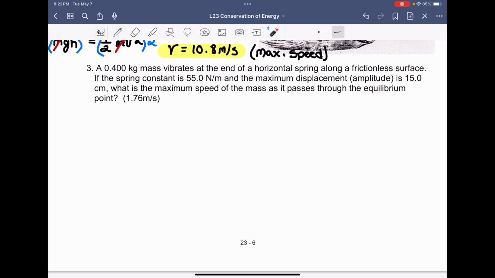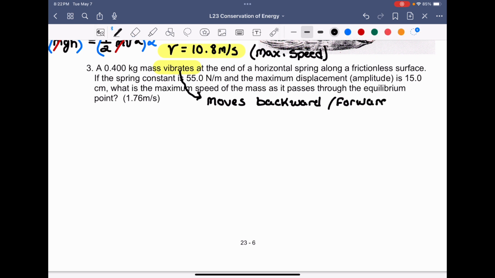We have some sort of 0.4 kilogram mass that's vibrating. Another way of saying vibrating, if you ever see this, it just means it is moving backwards and forwards. So I'm going to say moves backward/forward. Or it oscillates. That's another way to say that. So moves backwards and forwards, or oscillates, or vibrates. All of these are the same.